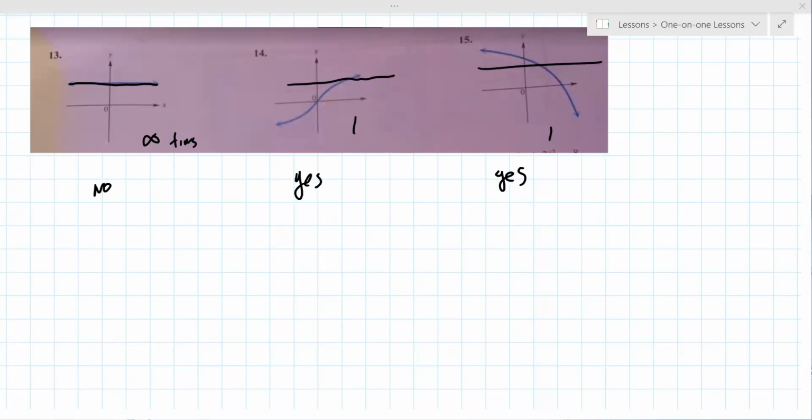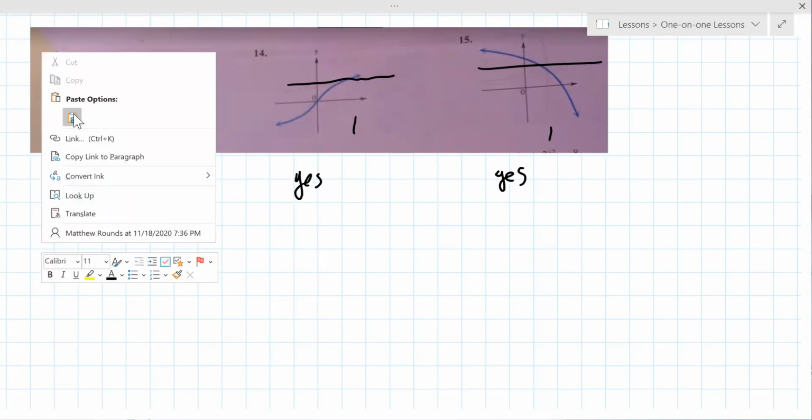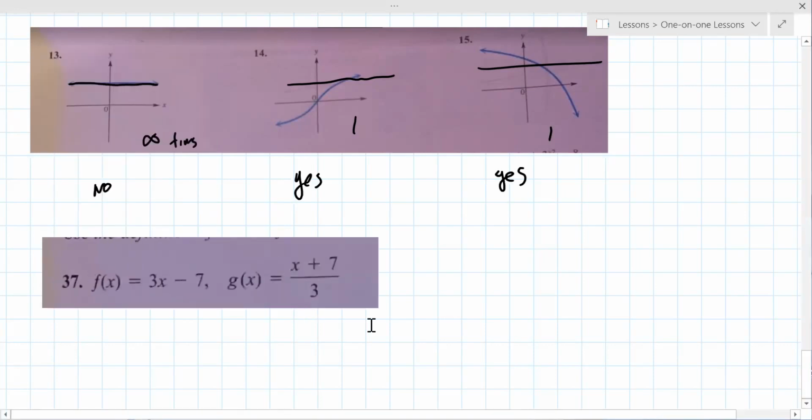Perfect. All right. On to number 37, please. Use the definition of the inverse to show analytically that f and g are inverses. That's quite a bit to take in.